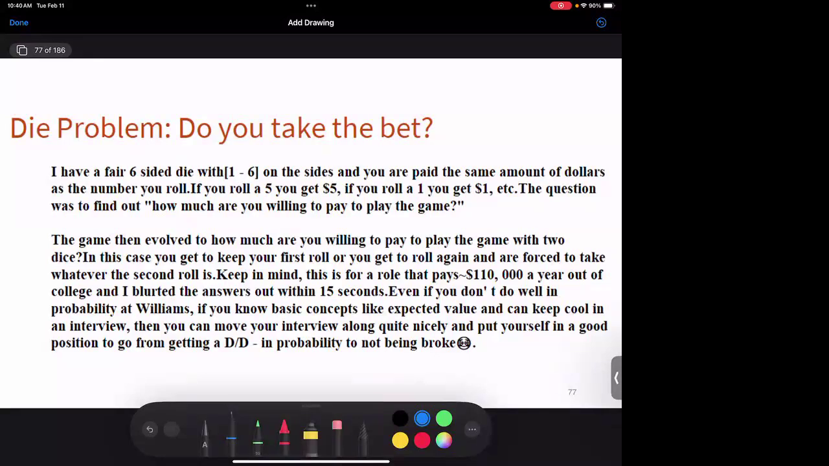Let's tweak the game. It's always fun to tweak things. So now you can roll the die twice. So you can either keep your first roll, or if you don't like it, you can roll again, but then you have to take the second roll. How much would you be willing to pay now?